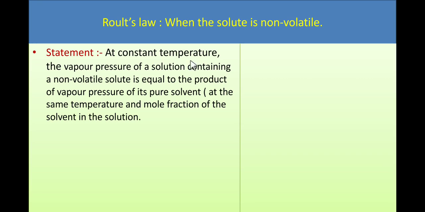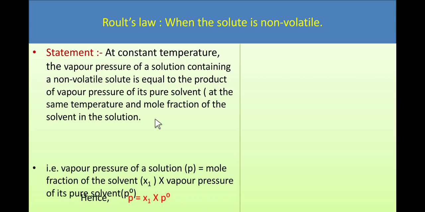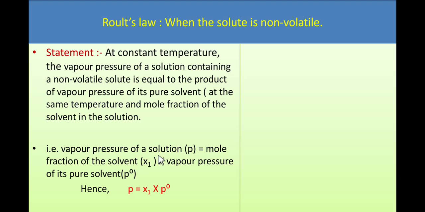At constant temperature, the vapor pressure of a solution containing a non-volatile solute is equal to the product of vapor pressure of its pure solvent at the same temperature and mole fraction of the solvent in the solution. That is, vapor pressure of a solution P equals mole fraction of the solvent X1 times vapor pressure of its pure solvent, that is P naught.